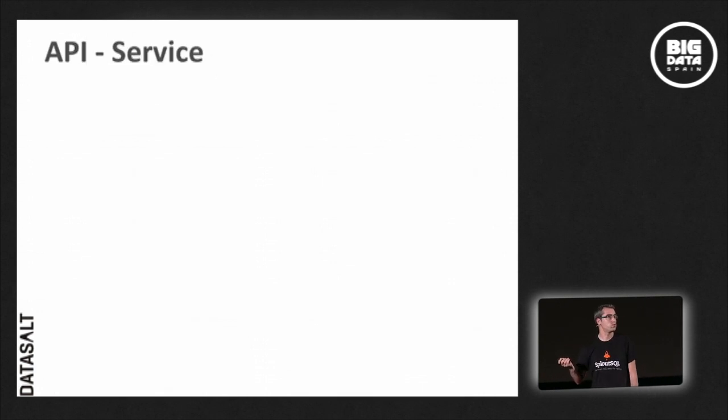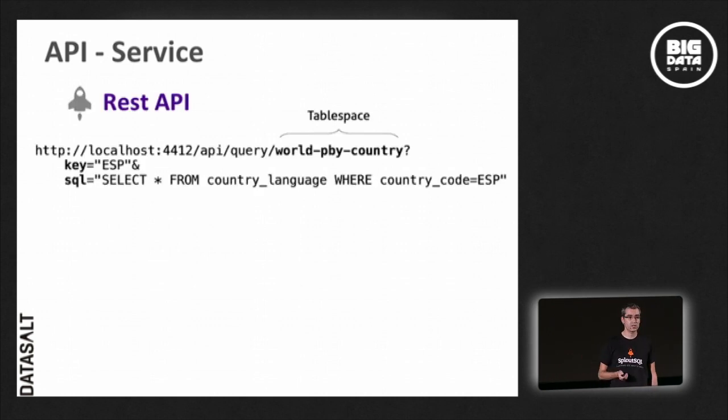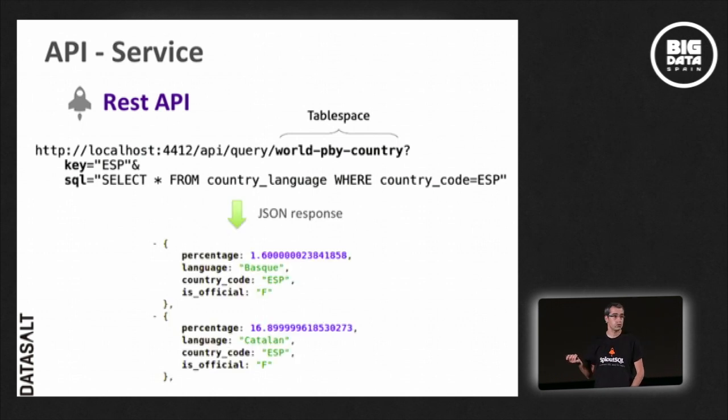So how does that work? How can you perform queries to the API? There is a REST API, which is very simple. You just have to provide the address of the queue node or the load balancer, and then you put these words here, and finally you put the table space, the key, and the SQL query. And the result is just JSON. It's simple JSON, and you can create your web application using that.